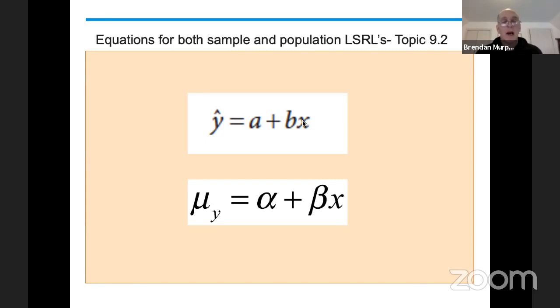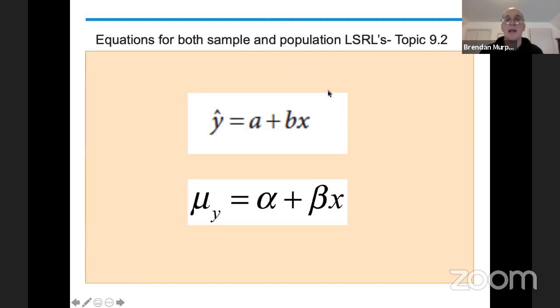The equation below it is what I would call the true least squares regression line. Some books call it the population regression line. And you can see that in the top equation, I'll call that my sample. Those are English letters that make sense. And in the bottom equation, you'll see some Greek letters.